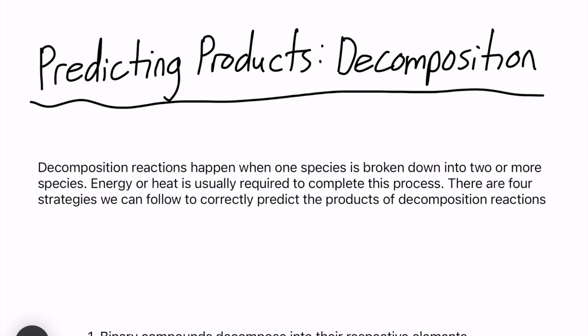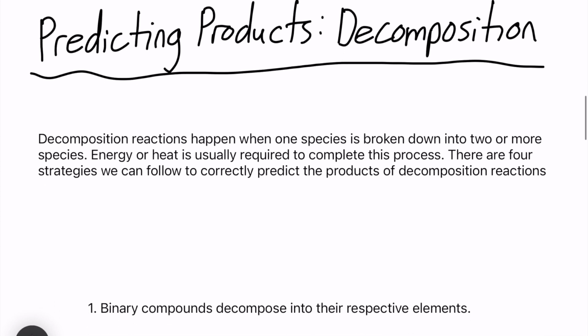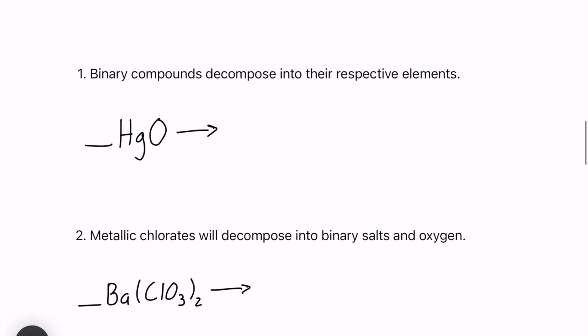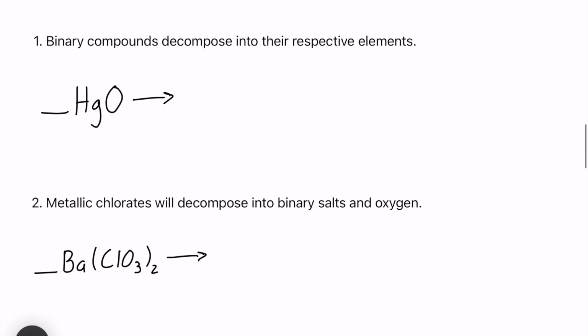Decomposition reactions happen when one species is broken down into two or more. Energy or heat is usually required to complete this process, and there are 4 strategies that we are going to follow while predicting the products of decomp reactions. We'll go through these 4 strategies, and then 4 examples where we pick a rule to apply to that specific example, write the products, and then balance them out.